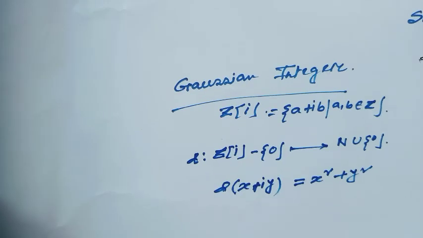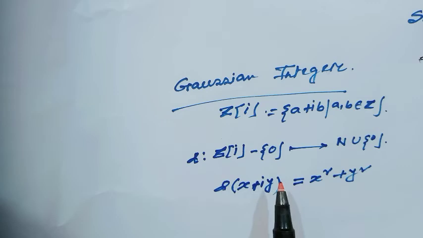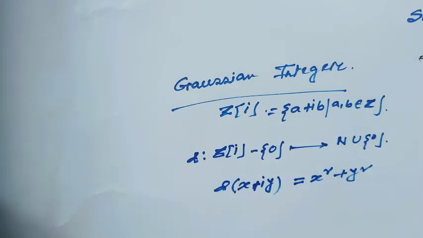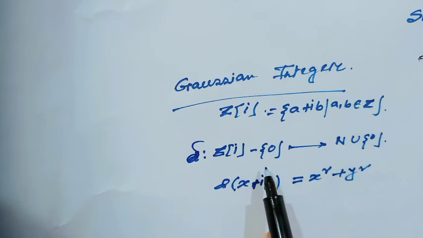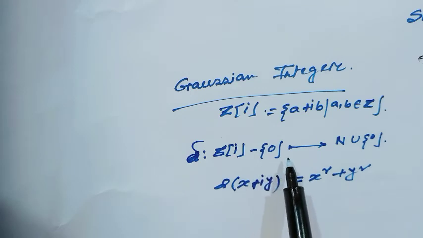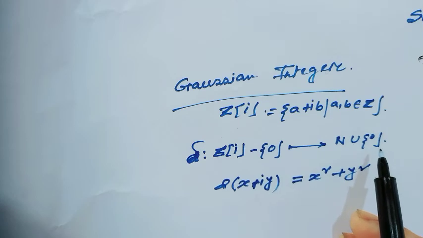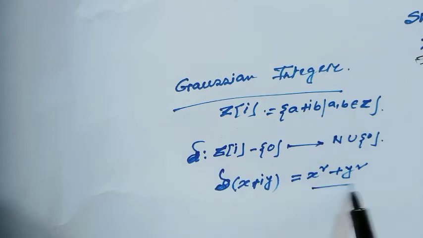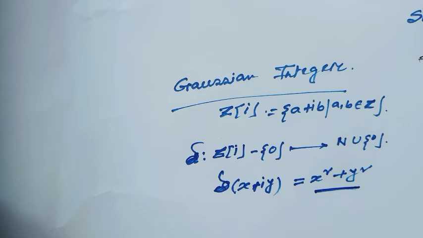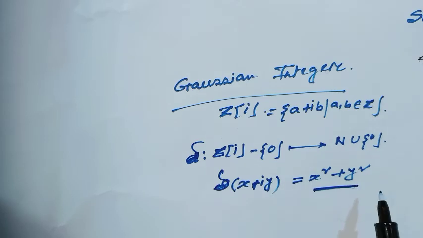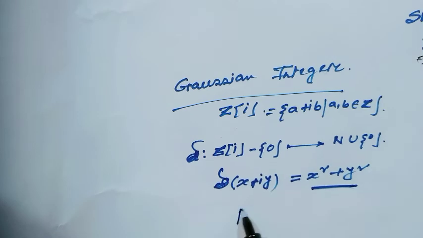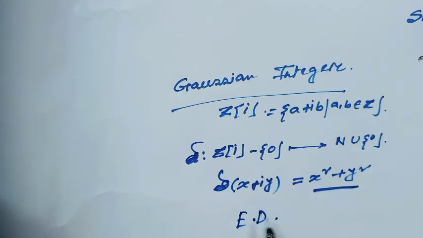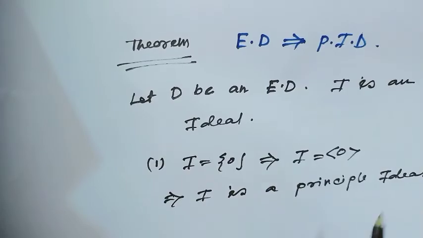Similarly, if we consider the Gaussian integers, then the mapping will be defined as delta, which maps Z[i] excluding the singleton set 0 to the natural numbers including 0. Here the mapping looks like delta of x plus iy equals x squared plus y squared. And obviously, if you check similarly to before, this is a Euclidean domain. Check it yourself. Similar to before, I will show one nice theorem: a Euclidean domain always implies a PID.